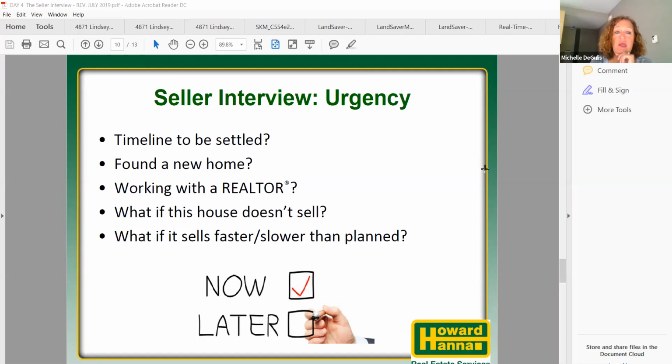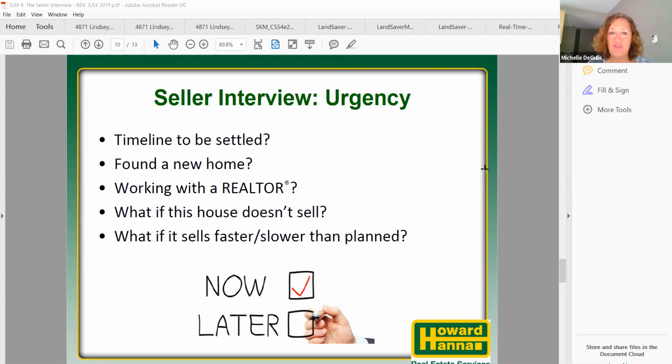So, all right, want to find out if they're working with a realtor. What if this house doesn't sell? What's their plan? Mr. and Mrs. Seller, it's a good market out there right now, but I need to know what's going to happen if the house doesn't sell. Are you going to have two mortgages, or is your husband in Alabama and you're in Indiana, or Ohio? What are you going to do if it doesn't sell? And another question is, what if it sells faster than you planned, or slower than you planned? So what's going to happen there?